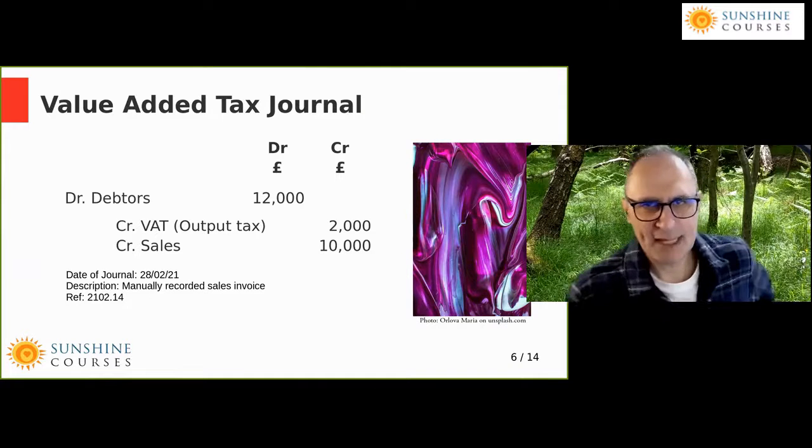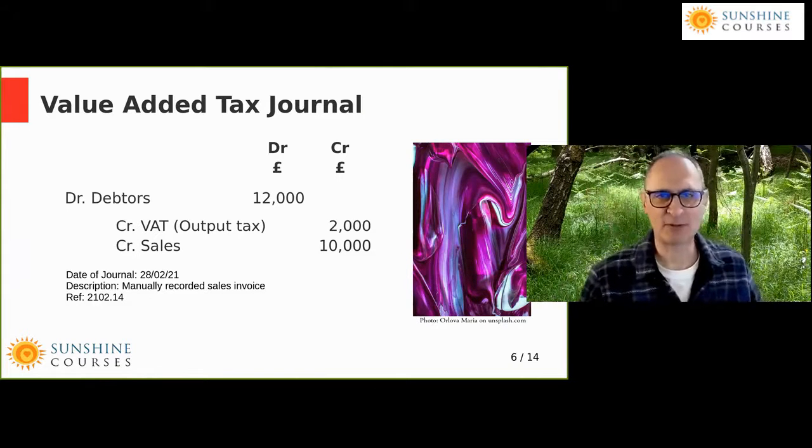So when we sell goods, we're selling, say, £10,000. And on top of that, we charge 20% tax. So the total we charge to our customers is £12,000, of which sales are £10,000 and VAT is £2,000. Now, of the £12,000, the £10,000 is our sales. It's our money, it's our profits, but the £2,000 is simply tax we collect on behalf of the government.